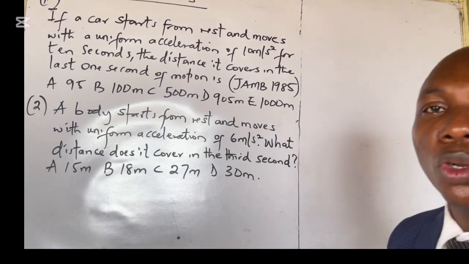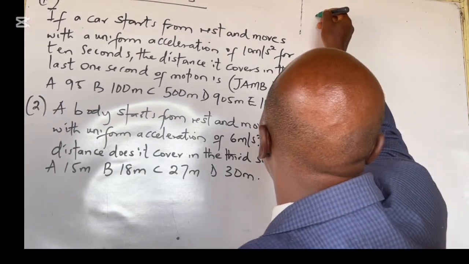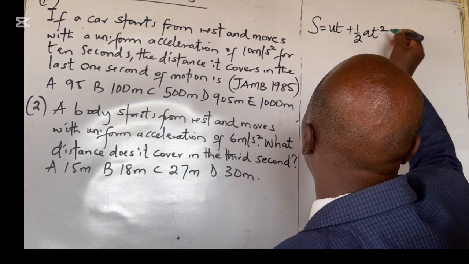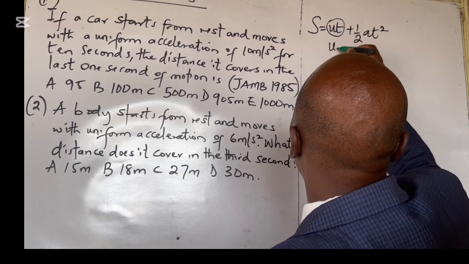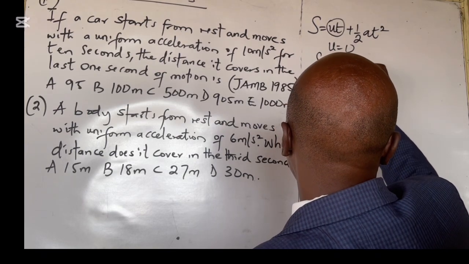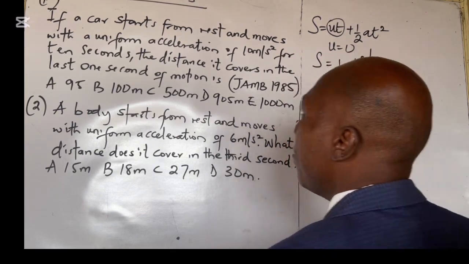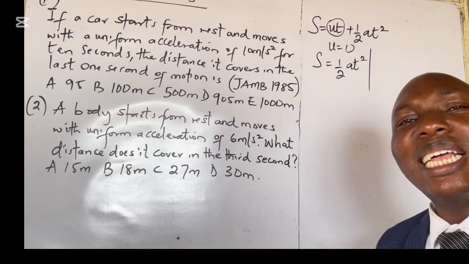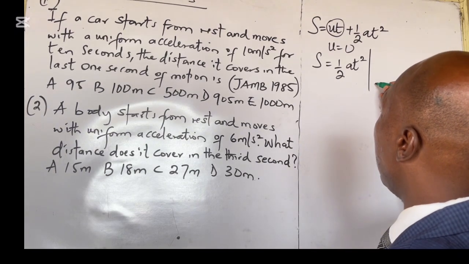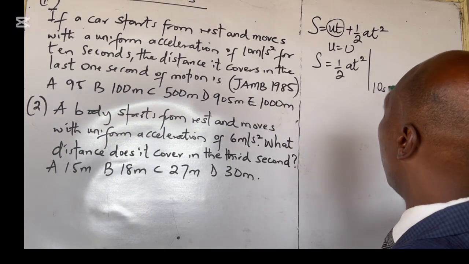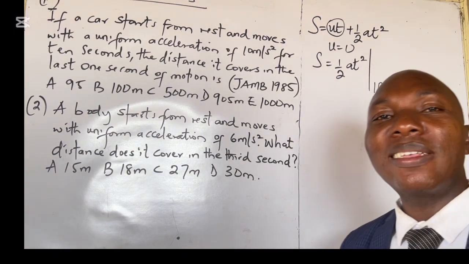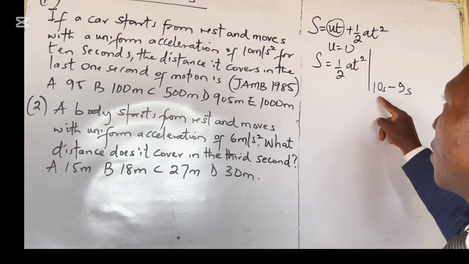So the equation of motion for distance, which is the second equation of motion, is S equals UT plus half AT squared. Since the body is starting from rest, U will be equal to 0. So our distance will be half AT squared. But we're asked to calculate the distance covered in the last 1 second. That means the distance covered in 10 seconds minus the distance covered in 9 seconds. That is the distance it covers in the last 1 second. So let's substitute.